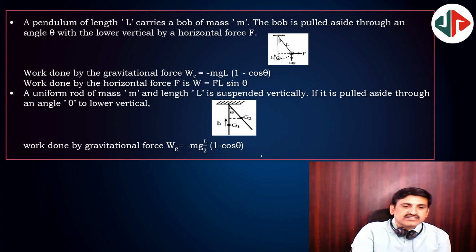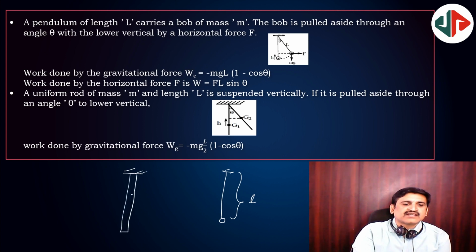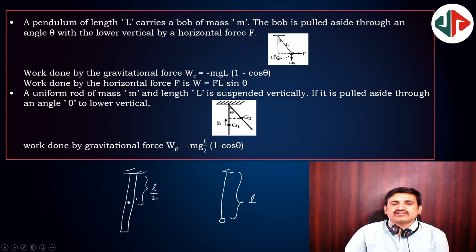I repeat, suppose it's a pendulum, its length you have to consider this one, L. If it is a rod, then its mass is concentrated here. So L by 2 only you have to consider. Okay, with that only the things will come, because mass is raised. So the center of mass rise you need to consider. Next.